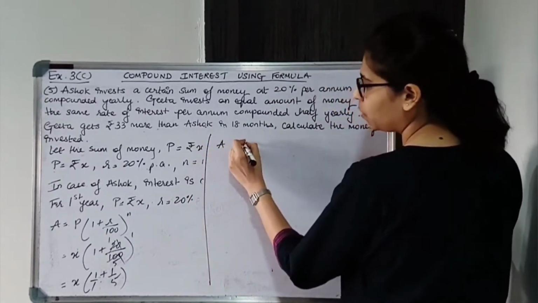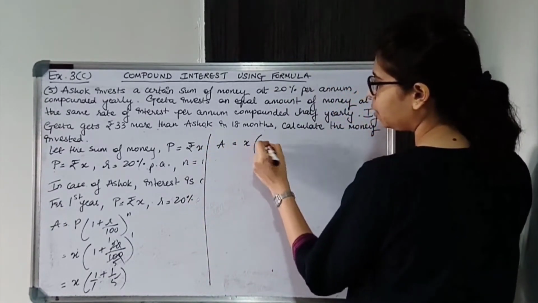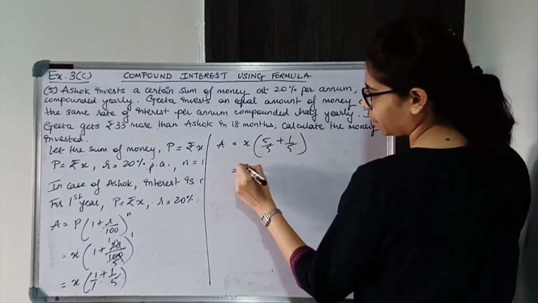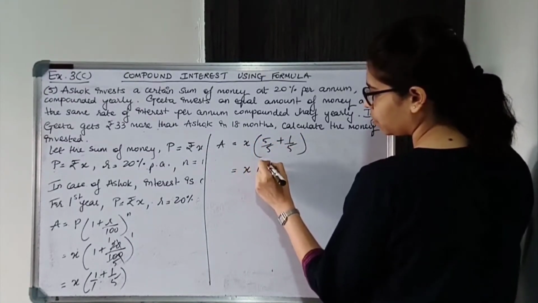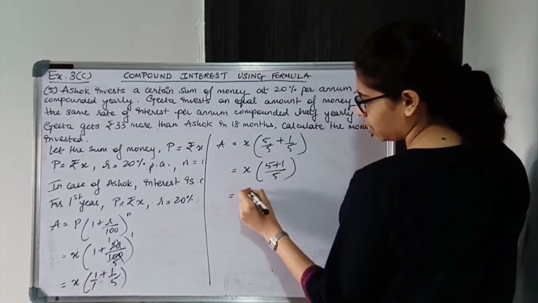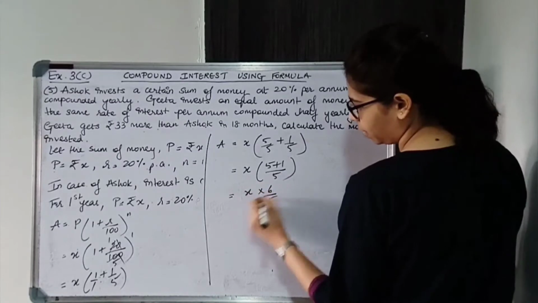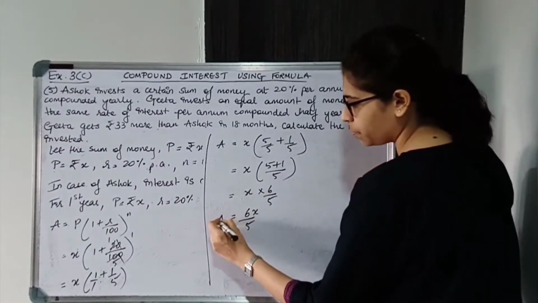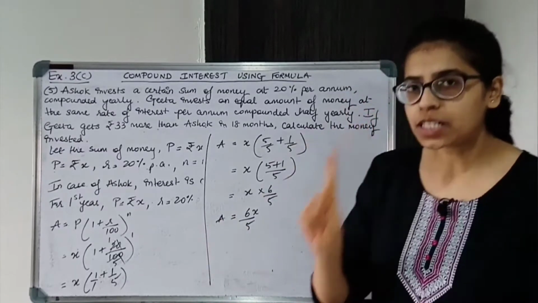So amount is equal to X into (5 upon 5 plus 1 upon 5). That gives X into (5 plus 1) upon 5. So that gives X into 6 upon 5. So we can write it like this, 6x upon 5 is the amount. This is the amount in first year.